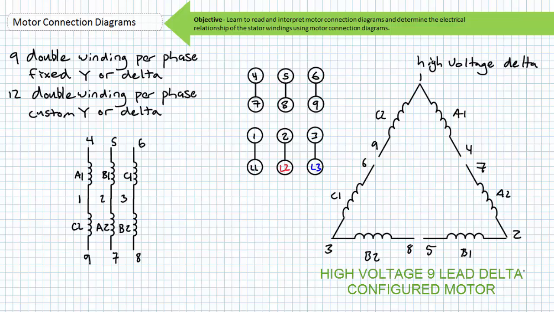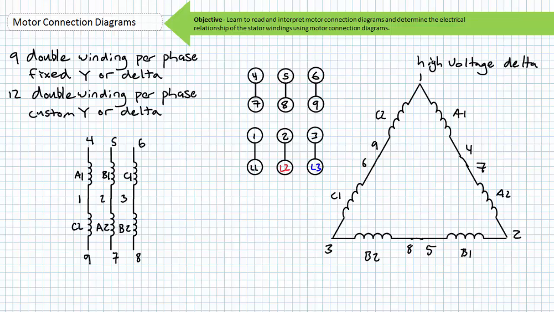Consider a 9-lead delta-configured motor necessitating a high-voltage configuration. When you wire these windings in series, for a high-voltage configuration, 4 is connected to 7, 5 is connected to 8, and 6 is connected to 9. In this case, it creates a really large delta with each corner to corner from 1 to 2, 2 to 3, and 3 to 1 consisting of two windings in series. This series high voltage configuration is sometimes known as a big delta. Phase voltages L1, L2, and L3 would be applied to terminals 1, 2, and 3, pending desired direction of rotation.